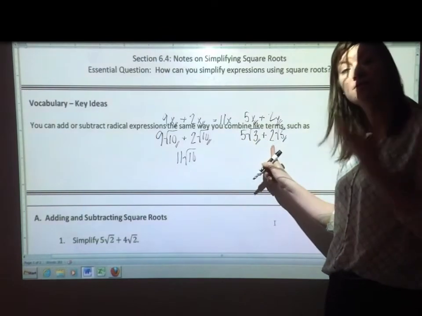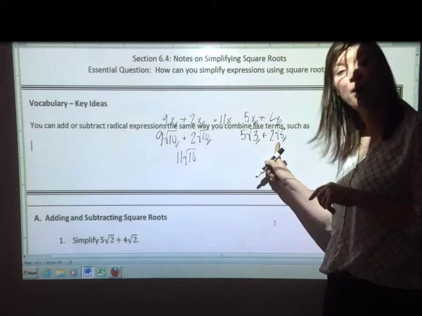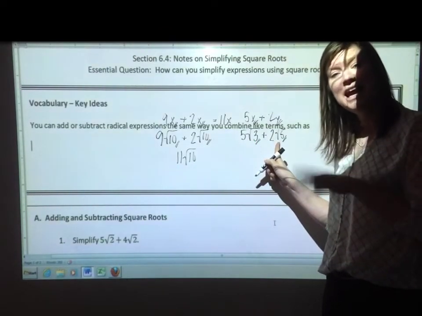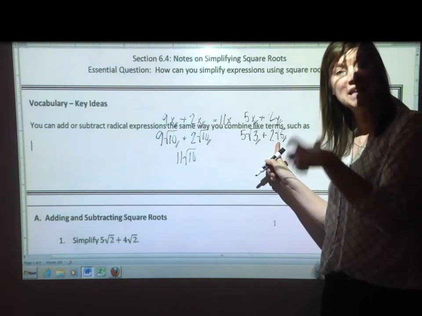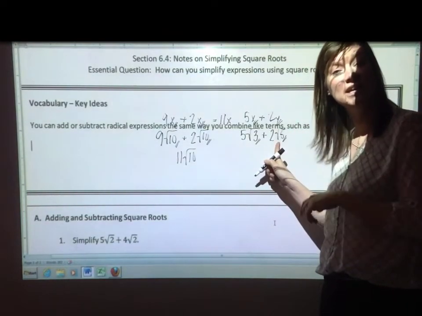So again, we need to first check to make sure the radical parts are like, and if they are, then we can regroup by addition or subtraction. And we're going to move into that section now.